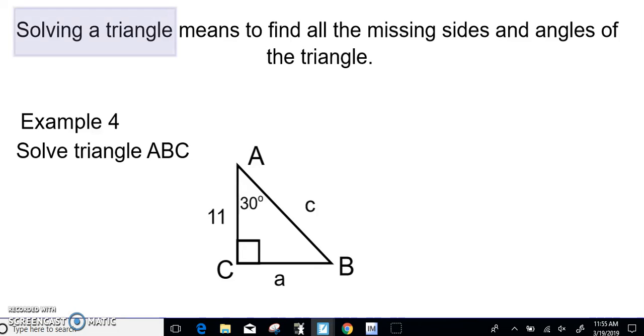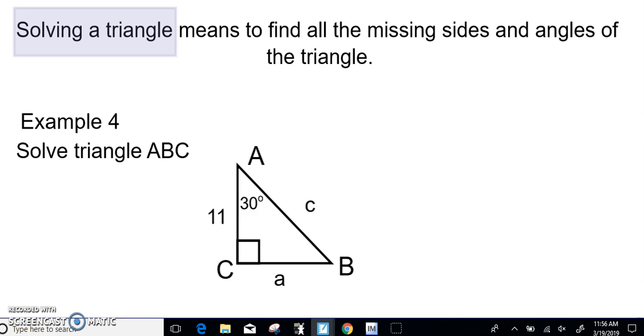All right, so now we're moving into more in depth with the triangles, right? Triangles. So we're going to be solving triangles this time. But solving triangles means a whole lot more than just saying, okay, find this side or find that angle. That means we're going to find all the missing sides and angles of the triangle. So whatever's missing, we have to find it.